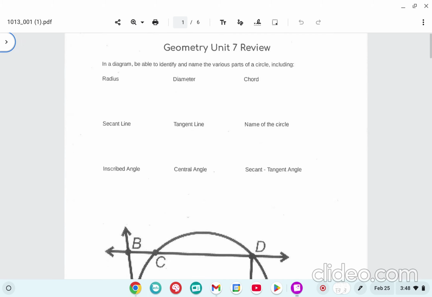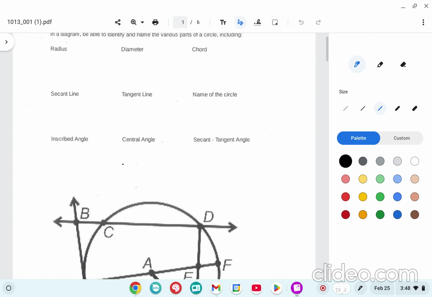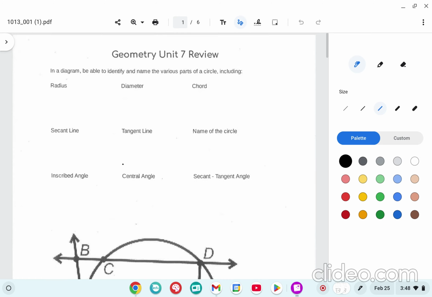We have a diagram with a list of terms. You need to know each of these terms, what they mean, and what they look like when viewed on a diagram. So you need to be able to actually identify an example of each one.